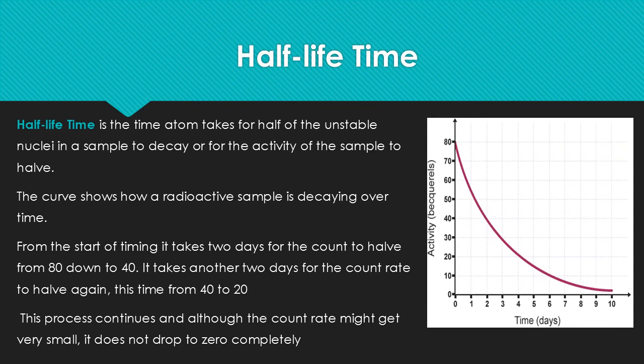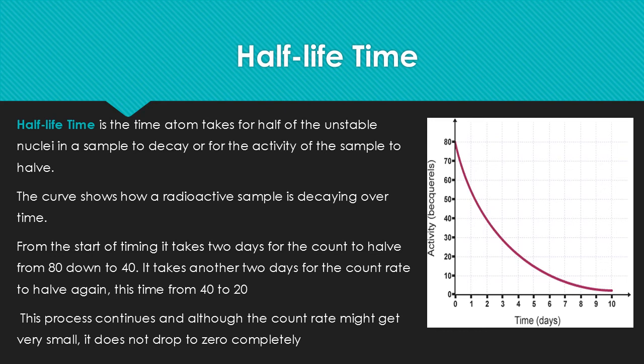Half-life time. Half-life time is the time an atom takes for half of the unstable nuclei in a sample to decay, or for the activity of the sample to halve. This curve shows how a radioactive sample is decaying over time. We have this graph as a relation between activity and time.